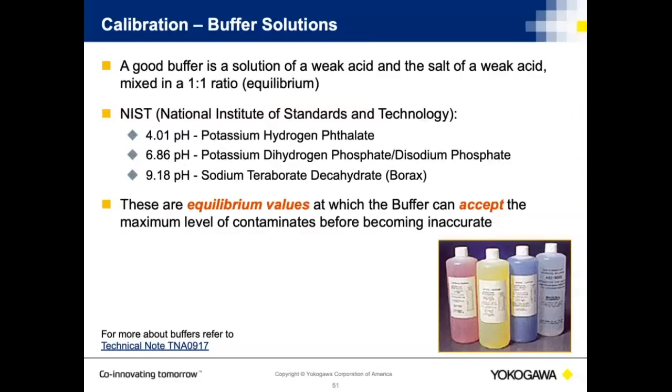Buffers. Buffers are not all equal. NIST traceable buffers are what the Yokogawa analyzers come to you pre-programmed and are expecting to see. Their values at 25 degrees C are 4.01 pH, 6.86 pH, and 9.18 pH. Now, if you use 4, 7, and 10s, that's fine. You just have to make certain that you change the calibration tables inside of your analyzer when you receive it.